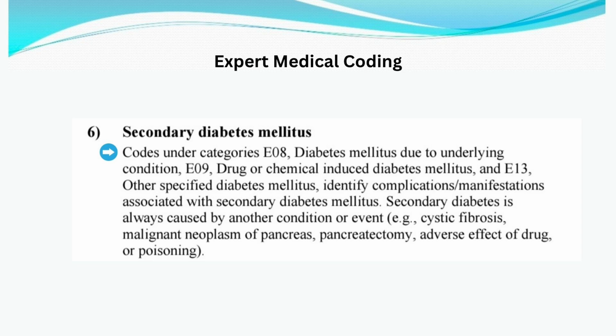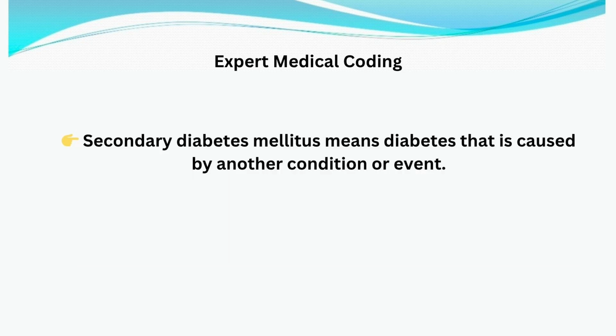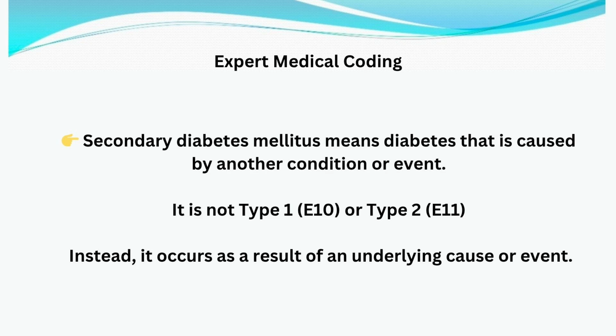Now that we have read the guidelines, let's understand this in more detail. Secondary diabetes mellitus means diabetes that is caused by another condition or event. It is not type 1 E10 category or type 2 E11 category. Instead, it occurs as a result of an underlying cause or event.